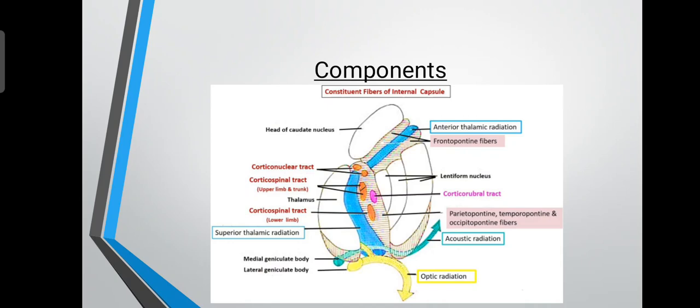The fibers of the corticospinal tract are mainly present in the posterior limb. They are arranged as upper limb, trunk and lower limb. Next are the corticonuclear fibers, that is from the cortex to the cranial nerve nucleus. So that, to the face, is present in the genu.